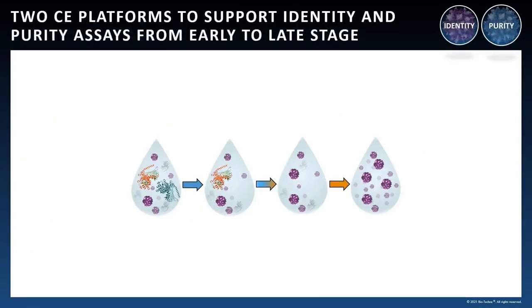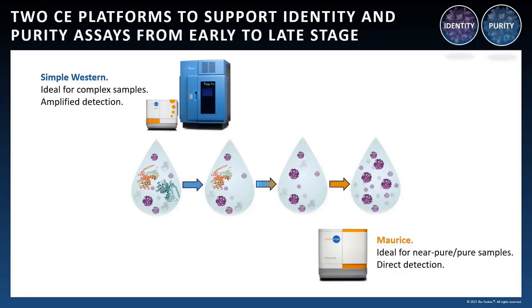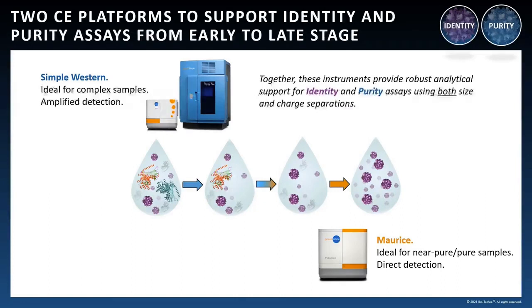Here at Protein Simple, we have 2 capillary electrophoresis or CE platforms to support identity and purity assays, and we can cover you from early to late stage. Our Simple Western platform is ideal for complex samples and features amplified detection, which is great for low abundance materials. As your material progresses and increases in purity, our Maurice platform can take over, providing industry-leading separations of your near pure or pure AAVs with direct detection. Together, these instruments provide robust analytical support for identity and purity assays using both size and charge separations.